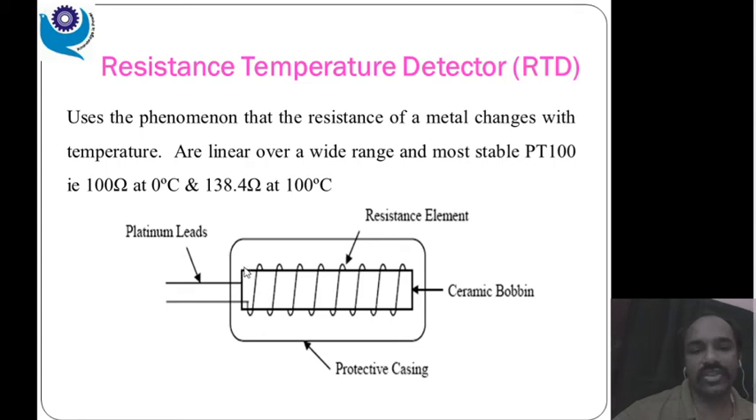So we can see the construction over here. A ceramic bobbin is used. On the ceramic bobbin there is a conducting wire, which is the resistance element, and the platinum leads, fine, and outside there is a protective casing. These platinum leads are connected in this fashion, wound inside, and act as a resistance wire. It is encapsulated with the protective casing, very simple to design.